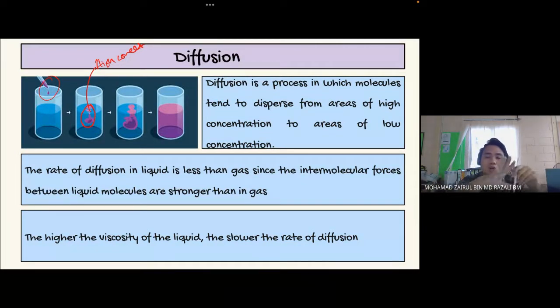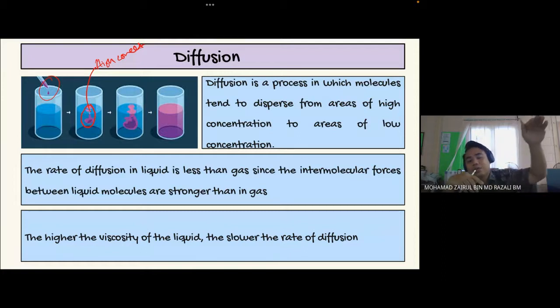Reason sebab apa molekul boleh disperse, sebab apa? Sebab distance between the particle tu, ada space. So dia boleh slide through each other, dia boleh pass through each other, so dia boleh berselerak. Dan dia akan follow the concentration gradient. Dan concentration itu akan turun daripada higher concentration to the lower concentration.